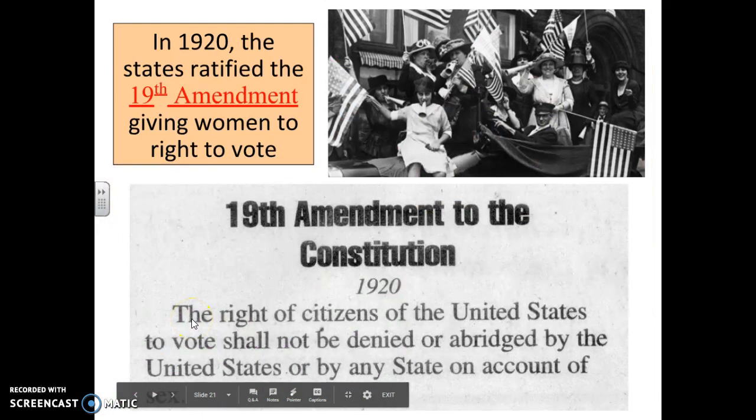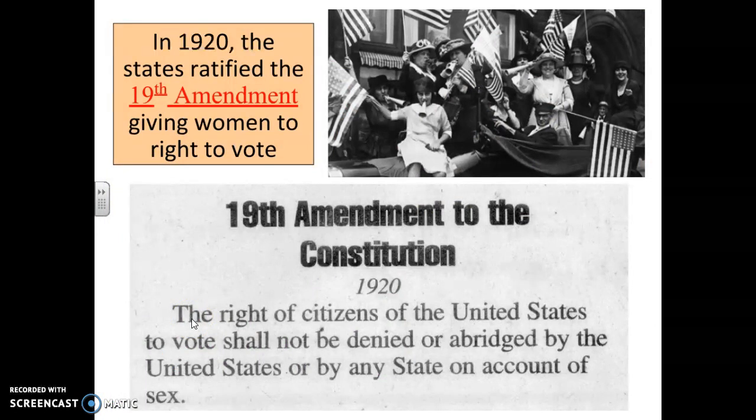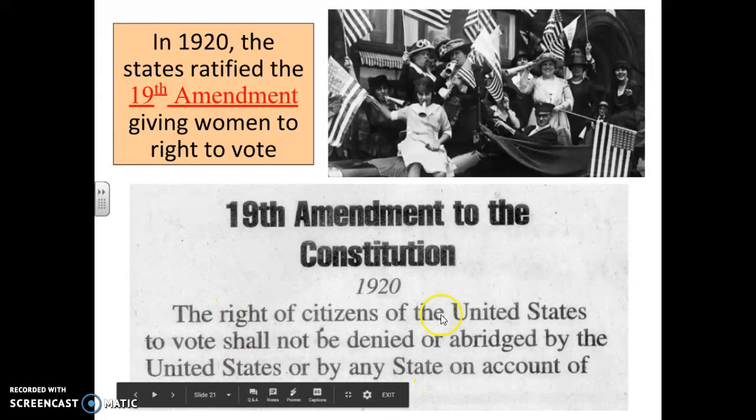Eventually, by 1920, the 19th Amendment will be ratified, giving the right to vote to all women, regardless of sex. And you can see the Constitution there, the amendment to it, the 19th Amendment, in the article here, showing that the right to vote cannot be abridged by any state on account of sex.